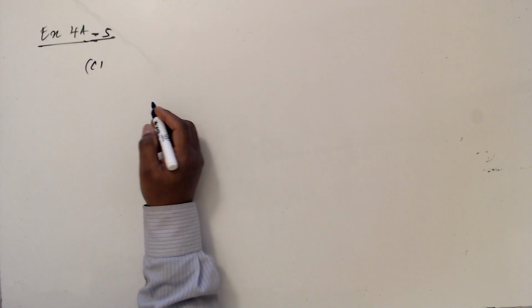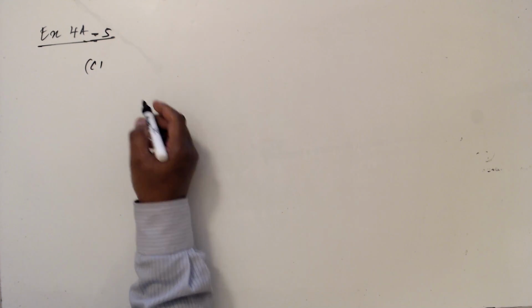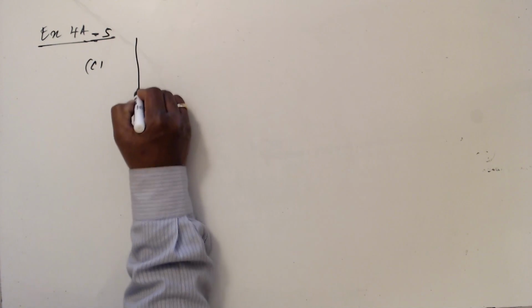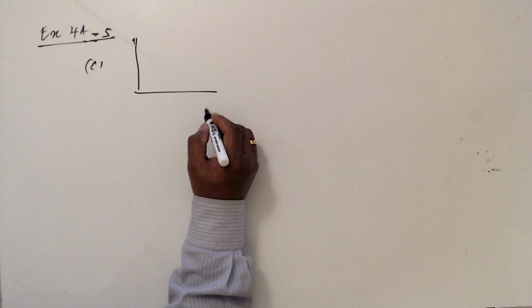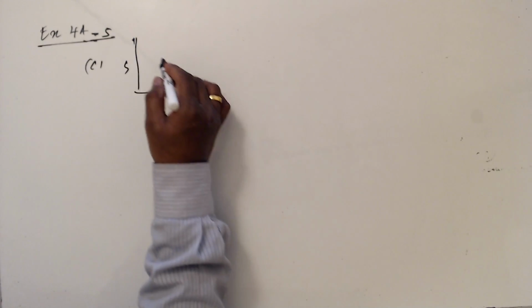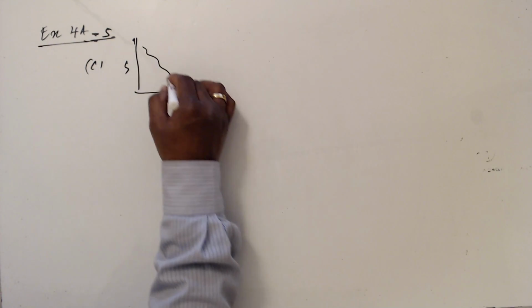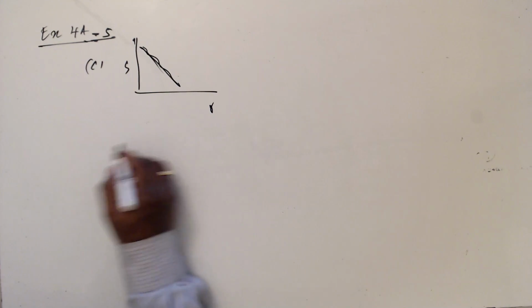Part C is we have to draw the scatter diagram, so you can do the scatter diagram of rain and sunshine. Then you will see a weak negative correlation.